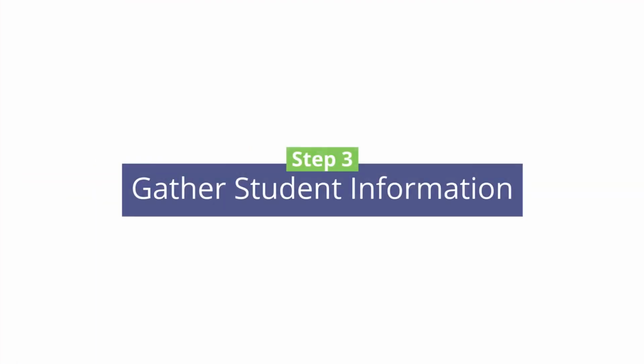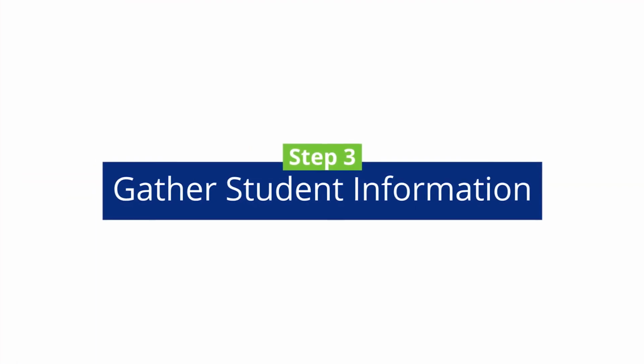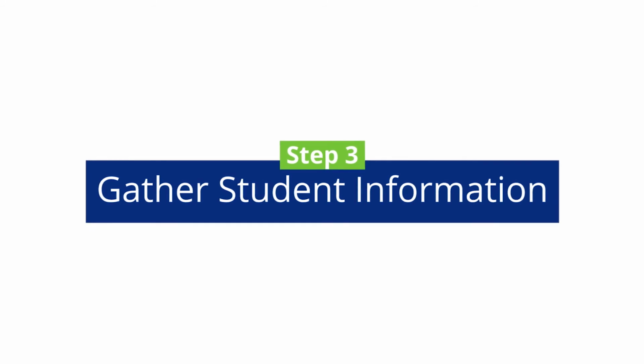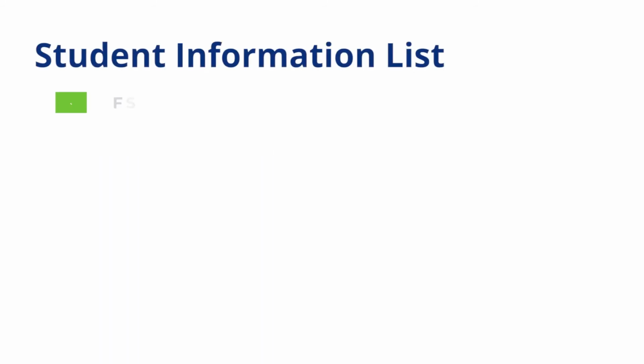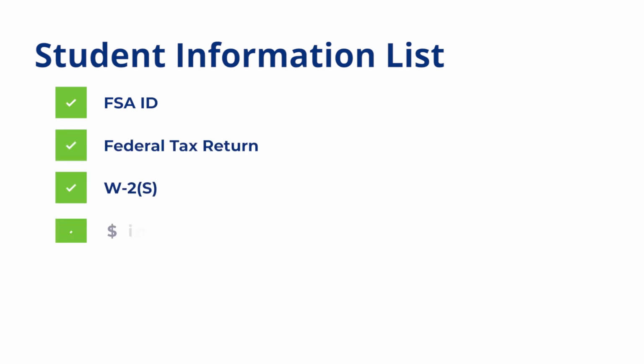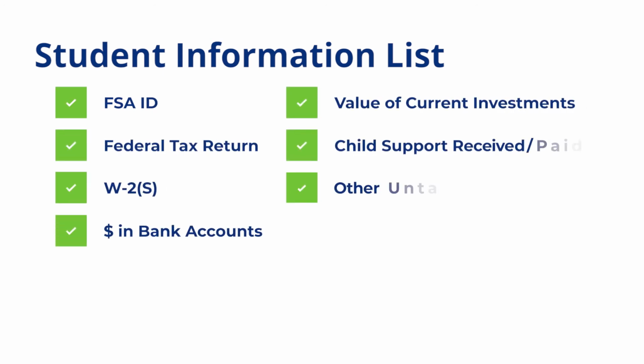Now that we've talked about what kind of parental information is needed to fill out the FAFSA, let's review what information you need about yourself, the student. You will need all the same financial information as your parents, since the FAFSA will ask about your finances too. This includes your tax return and W-2 if you worked and filed taxes in the corresponding year, as well as the current amount in your bank accounts and the value of any investments you may hold.